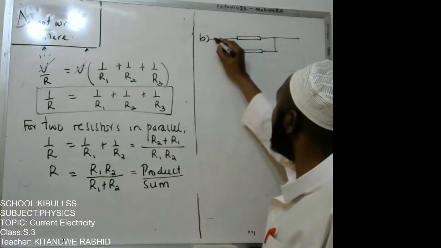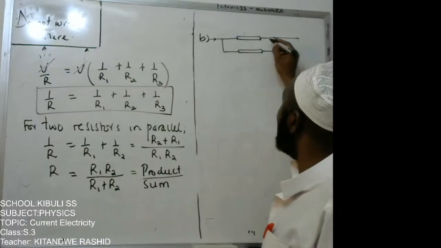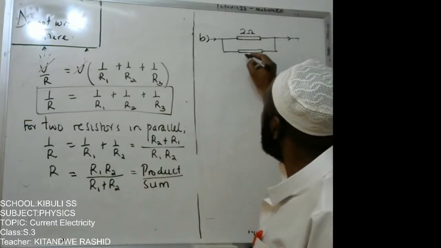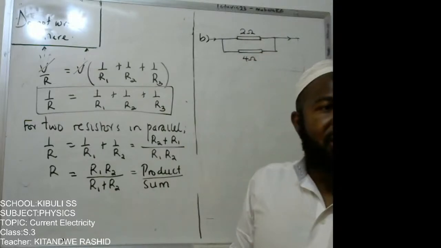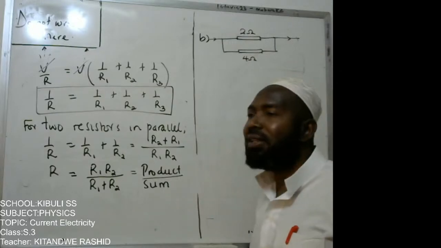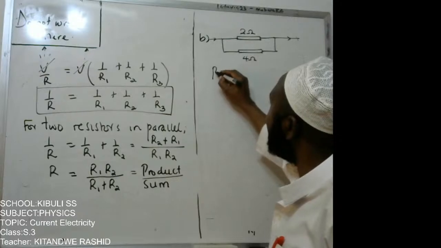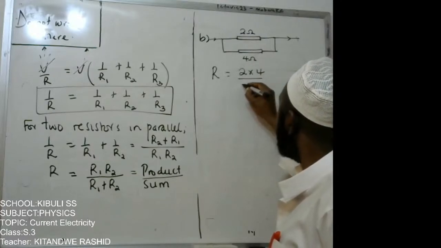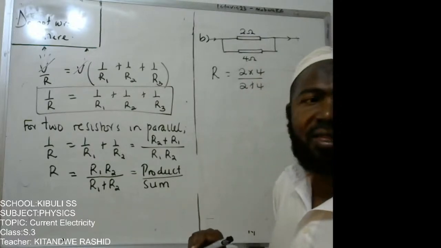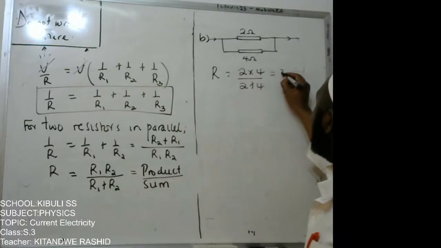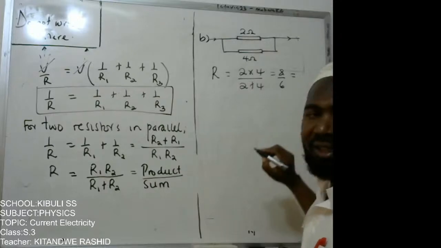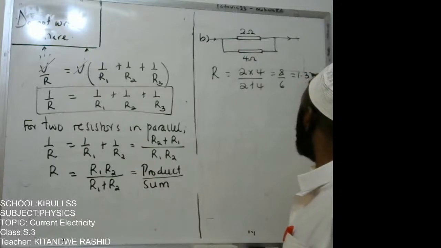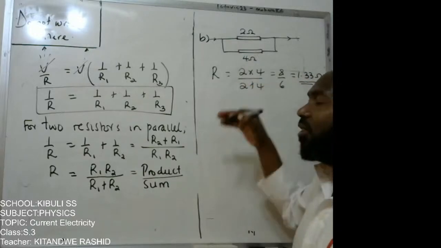In parallel, the current subdivides like that, and therefore this was 2 ohm, this was 4 ohm. So how do we get the effective resistance? We will not bother ourselves much. We are simply saying effective resistance R is going to be the product of the resistances divided by the sum of the resistances. And that gives 8 divided by 6, which is 4/3, that is 1.33 ohm. As short as that.